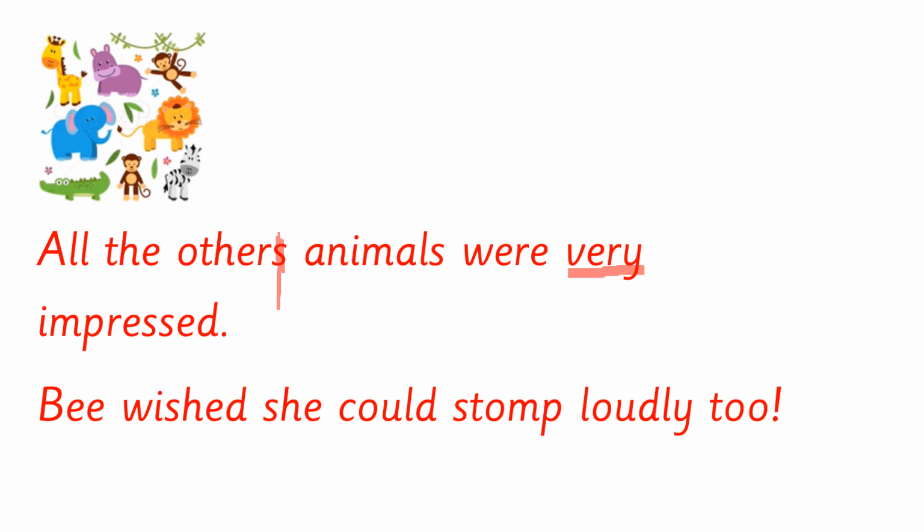So whatever your little animal is, they're going to wish that they could do the special skill that the big animal is. I'm really looking forward to seeing what your animal's special skills are. Maybe if your big animal's a giraffe, the special skill might be that the giraffe can reach really high into the trees to pull the leaves down. So it'd be interesting to see what everyone's special skills are. So all the other animals were very impressed. B wished that she could stomp loudly too.